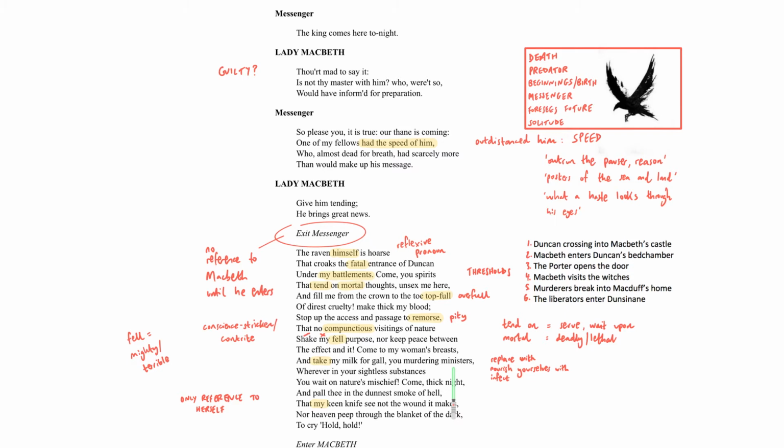So the powers of darkness that she's now invoking. You murdering ministers. But at least now she's mentioned it. At least now it's out in the open. Even if there's a slight dodge here, because it's them apparently doing the murdering. Wherever in your sightless substances you wait on nature's mischief. Now, mischief here means catastrophe or misfortune, and wait on means attend on.